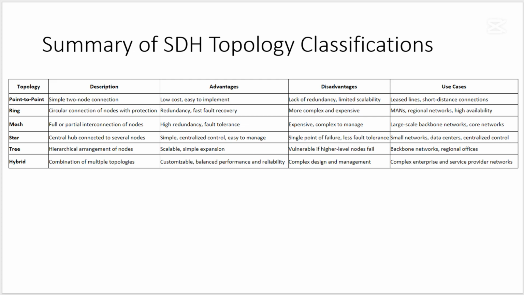And tree: hierarchical arrangement of nodes; advantages, scalable and simple to expand; disadvantage, vulnerable if a high-level node fails. And hybrid: combination of multiple topologies; advantages, customizable, balances performance and reliability; and disadvantage, complex design and management.